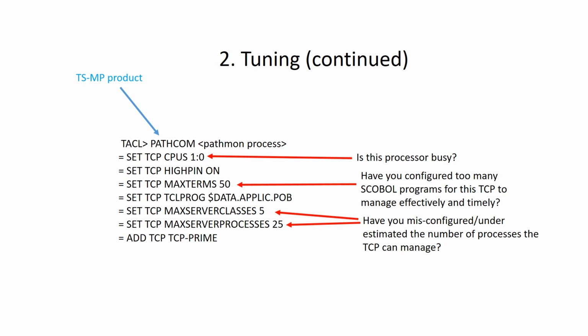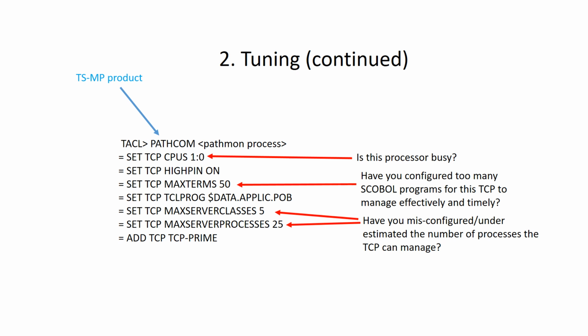This is just an example of how to do some preliminary tuning, if you will, when you configure a TCP process on the NonStop server. You can specify what processors you want it to run in. In this example, I've said set TCP CPUs 1 and 0. 1 is going to be the primary processor where the TCP is going to run, and 0 is going to be the backup processor where this TCP process is going to run.